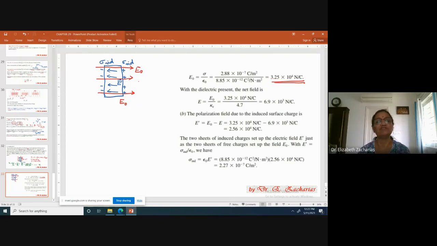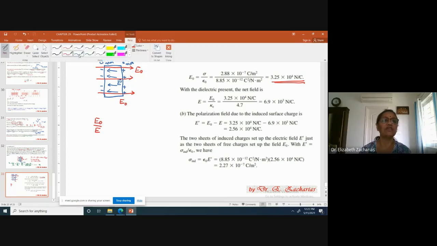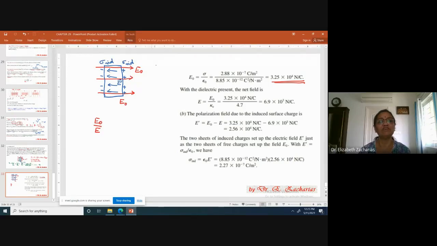Okay. So now I want the net field. So to find out the net field, what should I do? I already know there is a relationship between E naught and E. And what will be the direction of E? I will use green for that. What will be the net field? Yeah, net field is the vector sum of these two. So that will be in the direction of E naught, but a small arrow. The value will be small. So this will be E.